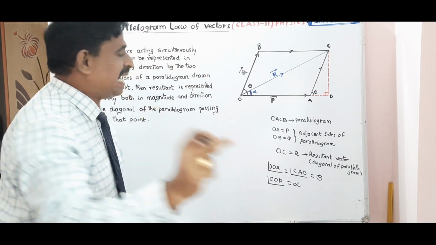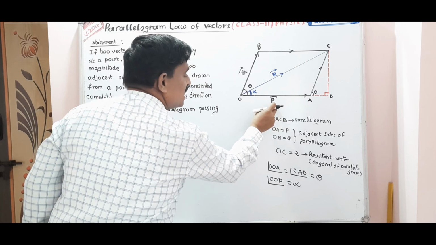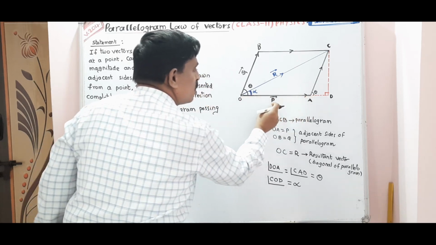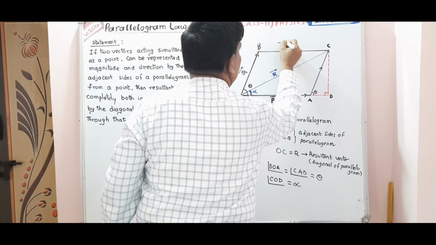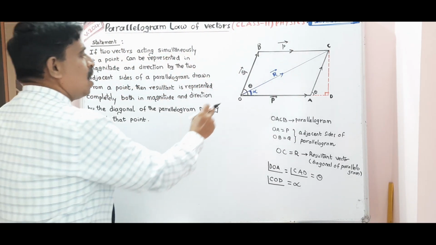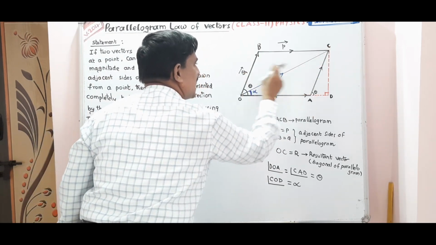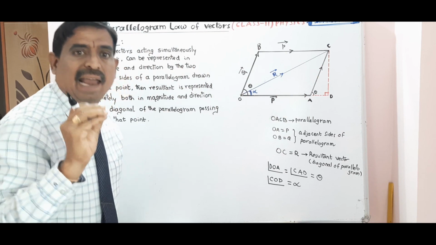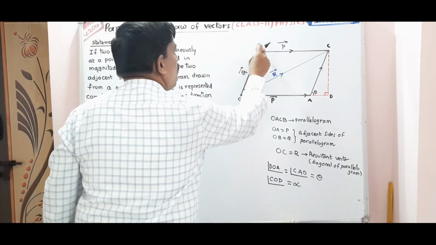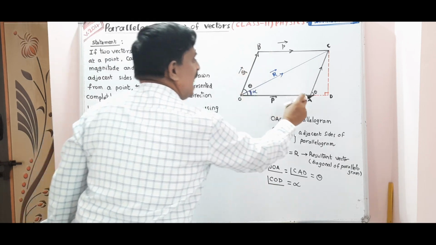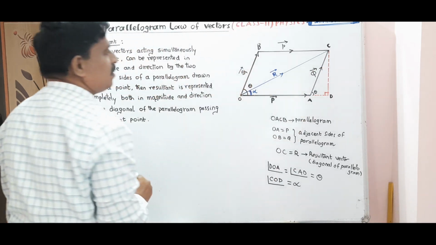Opposite sides are equal. OA is equal to vector P, and BC is also equal to vector P. OB and AC are the opposite sides. In a parallelogram, opposite sides are equal, so OB is equal to Q, and AC is also equal to vector Q.